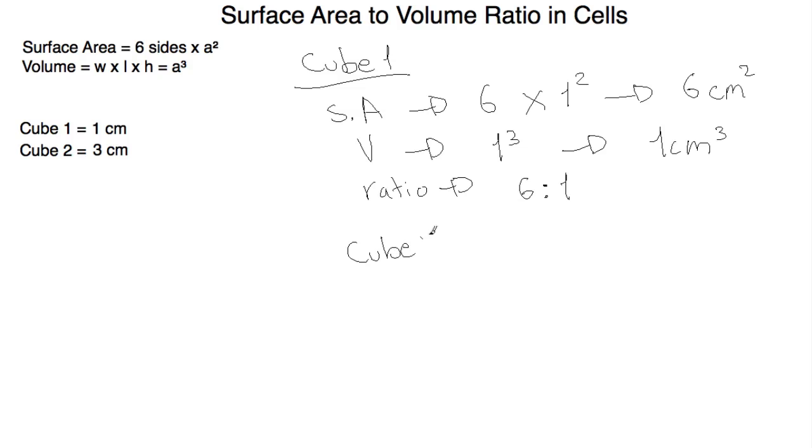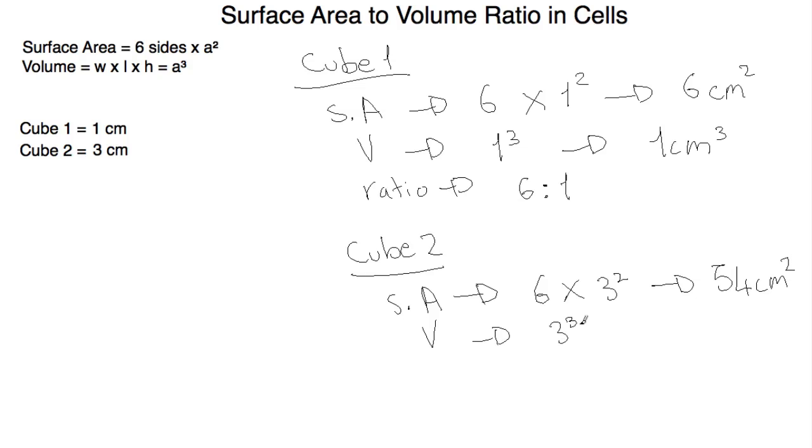Cube 2 has a surface area of 6 times 3 squared, which is equal to 54 centimeter squared. It has a volume of 3 cubed, which is equal to 27 centimeter cubed. And so our ratio is 54 divided by 27, which is 2 to 1. And so as we can see here, as the cube increased, its surface area to volume ratio decreased.